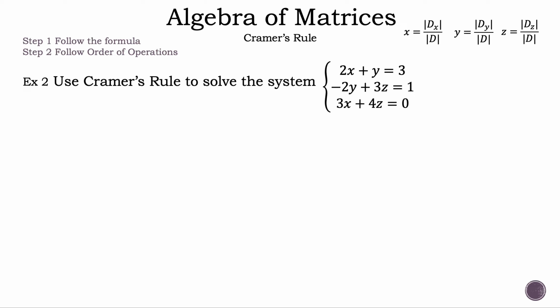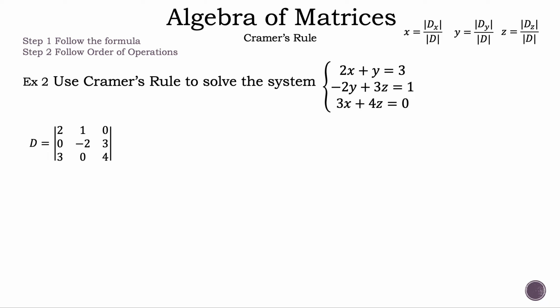Let's read the question. Use Cramer's rule to solve the system. Our first equation is 2x plus y is equal to 3. Our second equation is negative 2y plus 3z is equal to 1. And our third equation is 3x plus 4z is equal to 0. Now, let's write down the determinant of the coefficients.